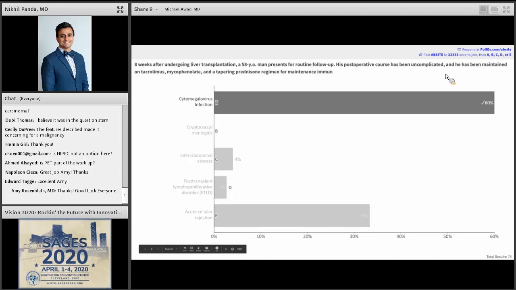A couple of additional points with CMV viral syndrome in a transplant patient: typically they're treated with ganciclovir. The other pearl here is an opportunity to review some of the mechanisms of action of those drugs for the transplant patients, which always seem to show up on the ABSITE. So maybe after this, take a minute or two to review some of those high-yield points as well.